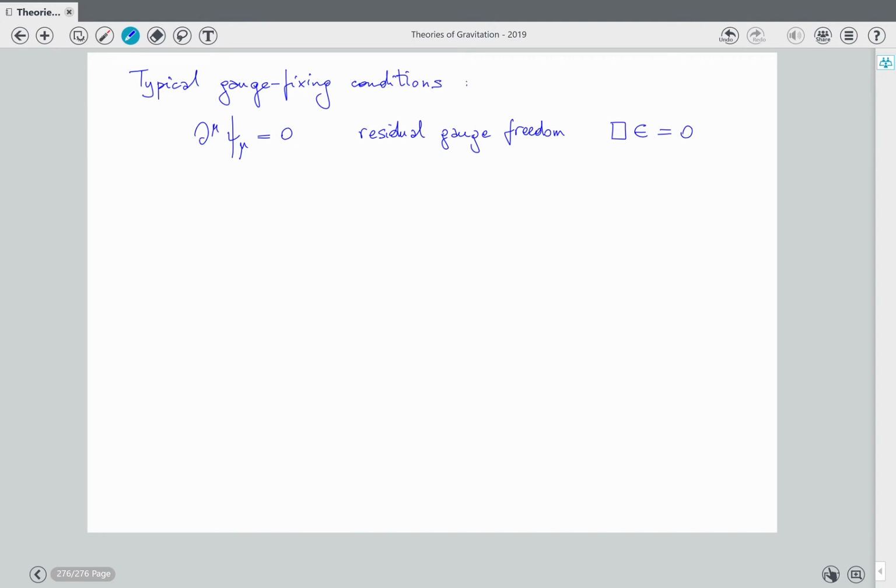But there is also, this is a derivative condition, but there is also another condition, gamma mu psi mu equals 0. This one is algebraic.